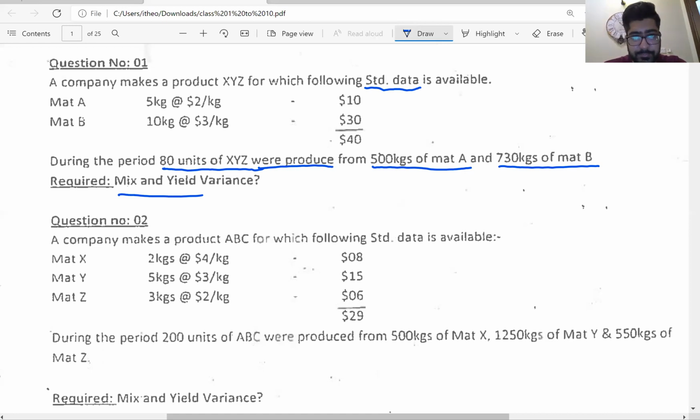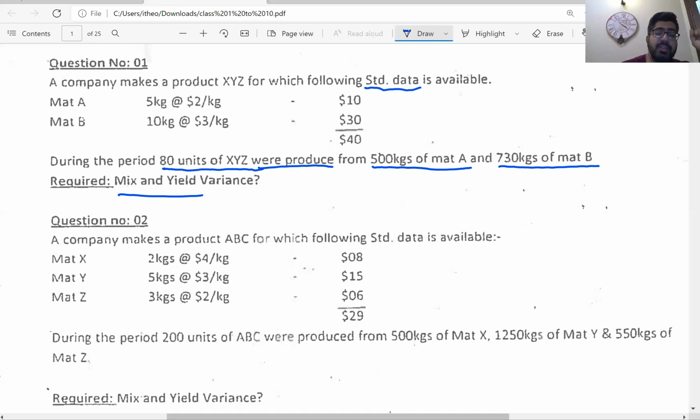A company makes a product XYZ for which following standard data is available. Look at the standard data. Material A, material B. Material A 5 kgs at 2 per kg, as per standard data, it's 10. Material B 10 kgs at 3 per kg, 30. During the period, 80 units of XYZ were produced from 500 kgs A, 730 kgs B. Requirement is mix and yield variance.